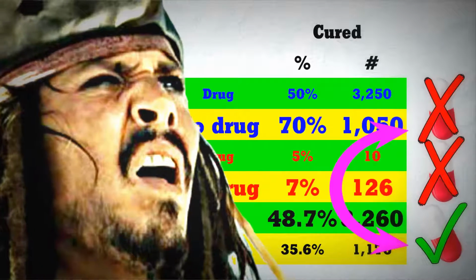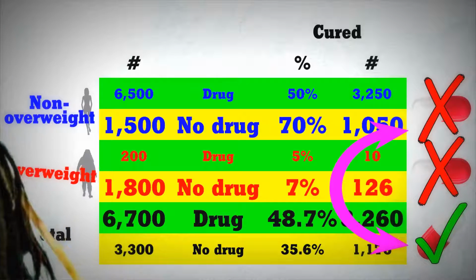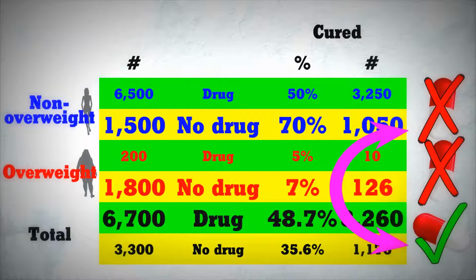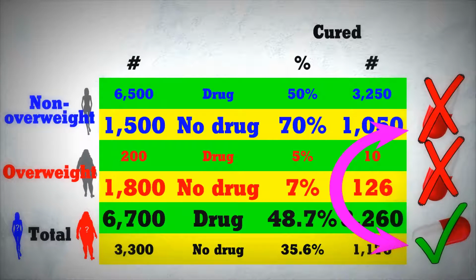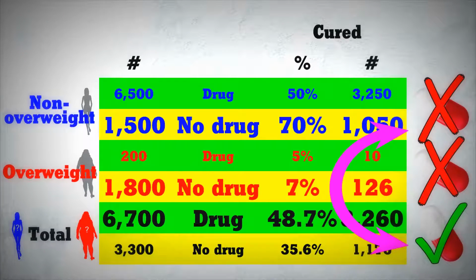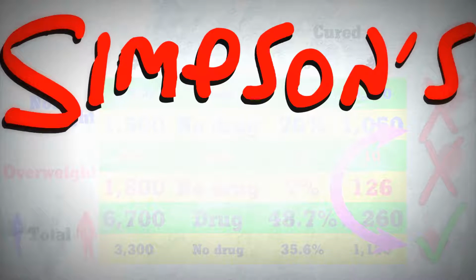What? Altogether then, if we know the patient is overweight or not overweight, then she should not take the drug. But if we don't know, then she should. This absurdity is Simpson's paradox.